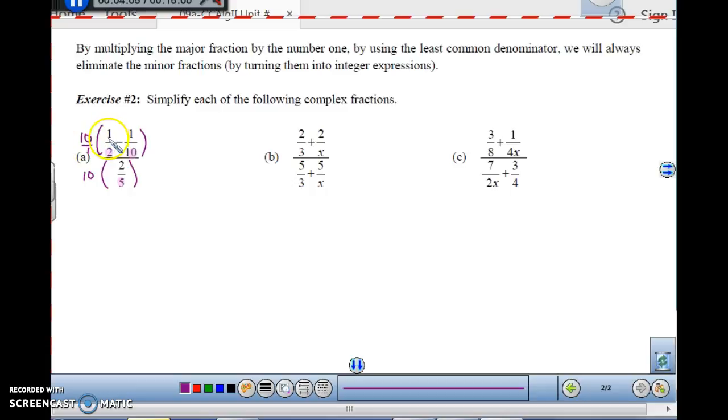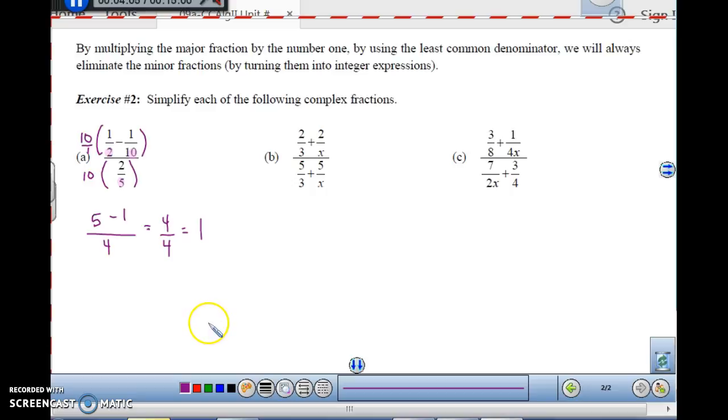So when you multiply 10 times 1/2, it is going to give you 5. 10 times negative 1/10 is just going to give you negative 1. And then 10 times 2/5, 5 cancels the 10, leaving a 2. 2 times 2 is 4. 5 minus 1 is 4 over 4, and this whole thing will equal 1.